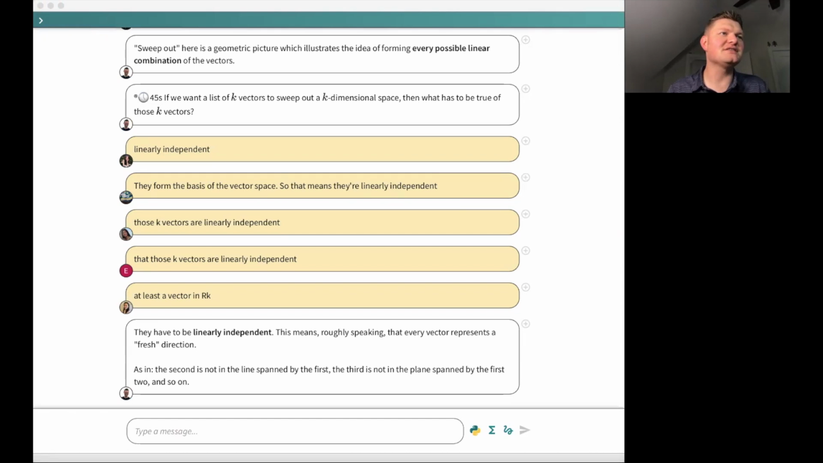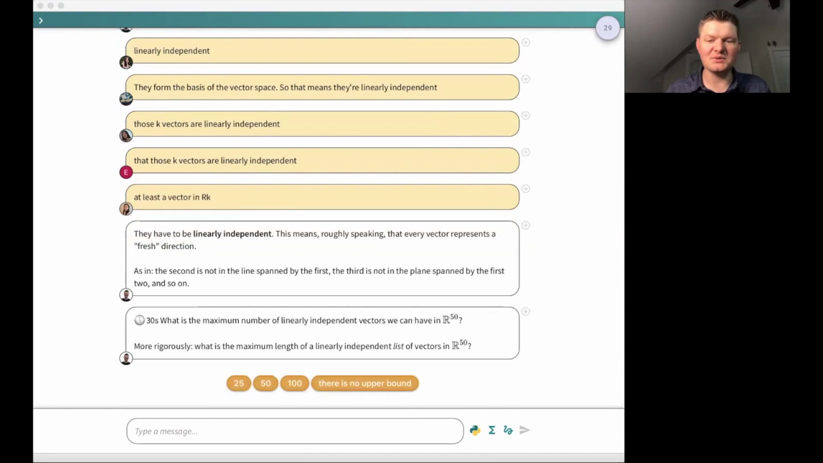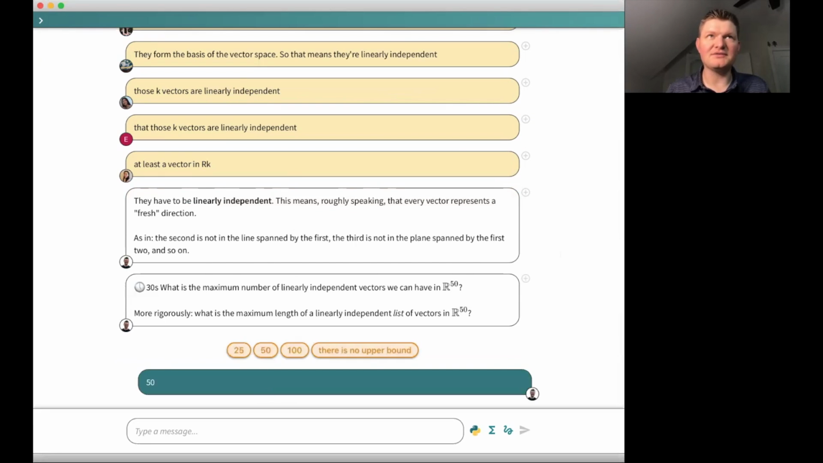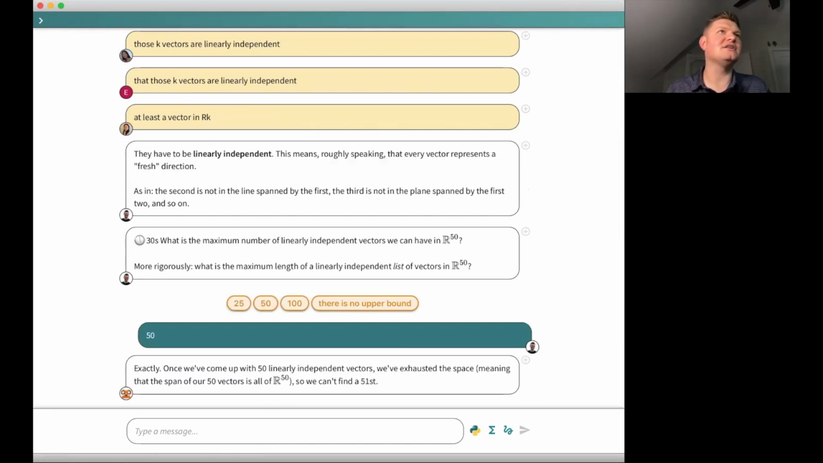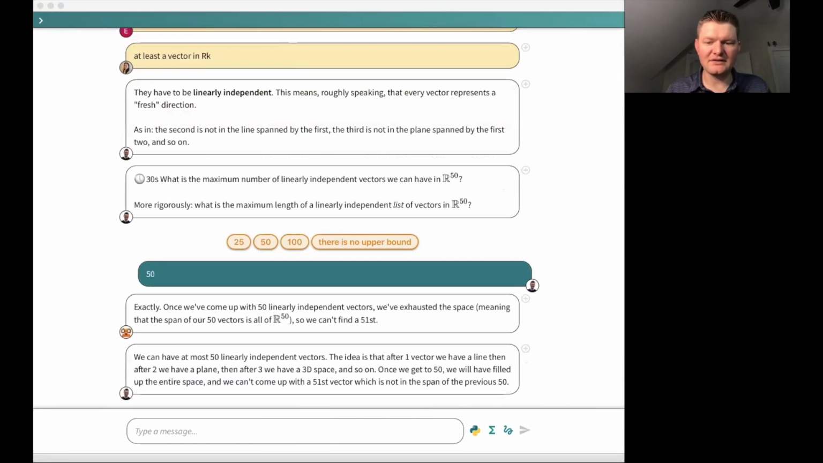Okay, so we touched on this already because of discussing Yuetian's point, but I'll ask anyway. What is the maximum number of linearly independent vectors we could have in R50? Okay, so time's up here. Correct answer is 50. Folks are pretty on point with that. Yeah, so we can have at most 50 linearly independent vectors.